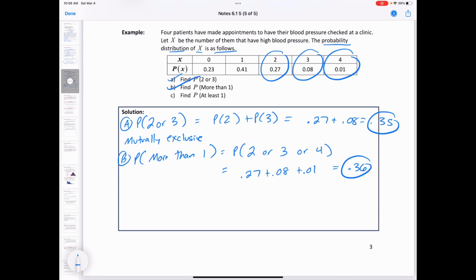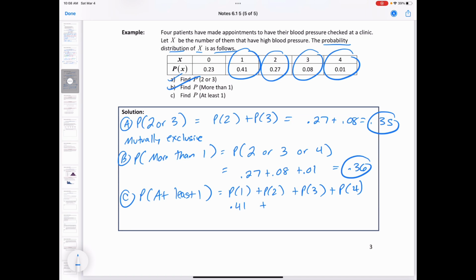And the last one, I want the probability of at least 1. That's everything we had in B, plus at least 1 starts at 1. All right, so it's going to be P of 1 plus P of 2 plus P of 3 plus P of 4. So 0.41 plus 0.27 plus 0.08 plus 0.01, which is going to be 0.77.